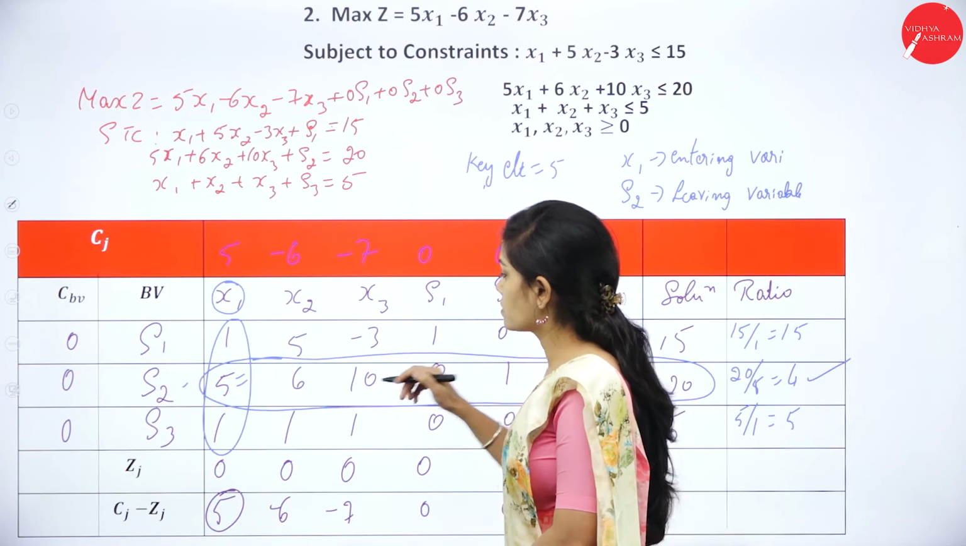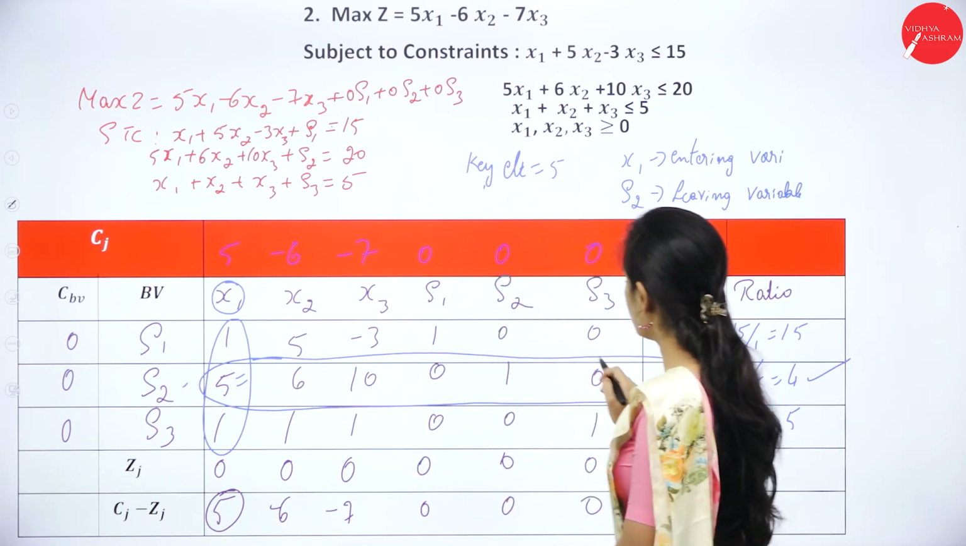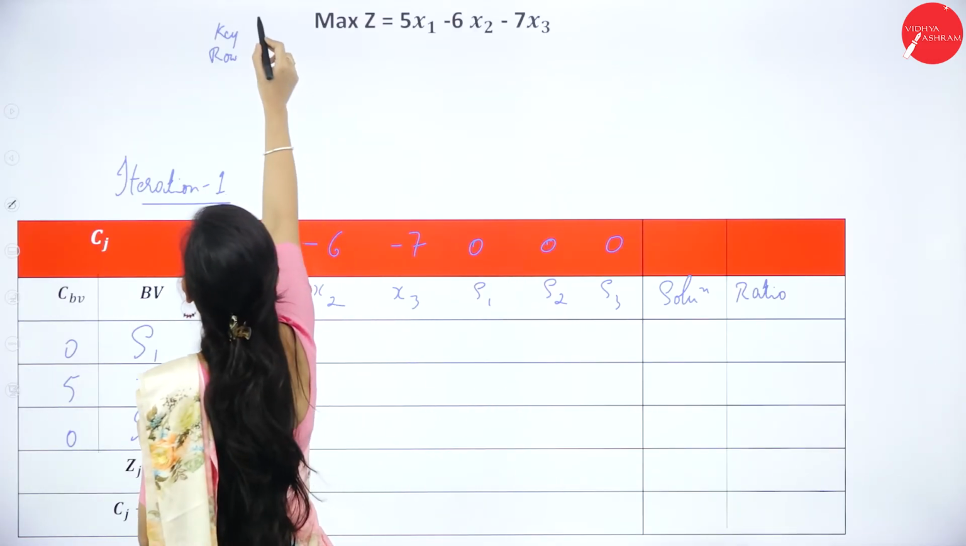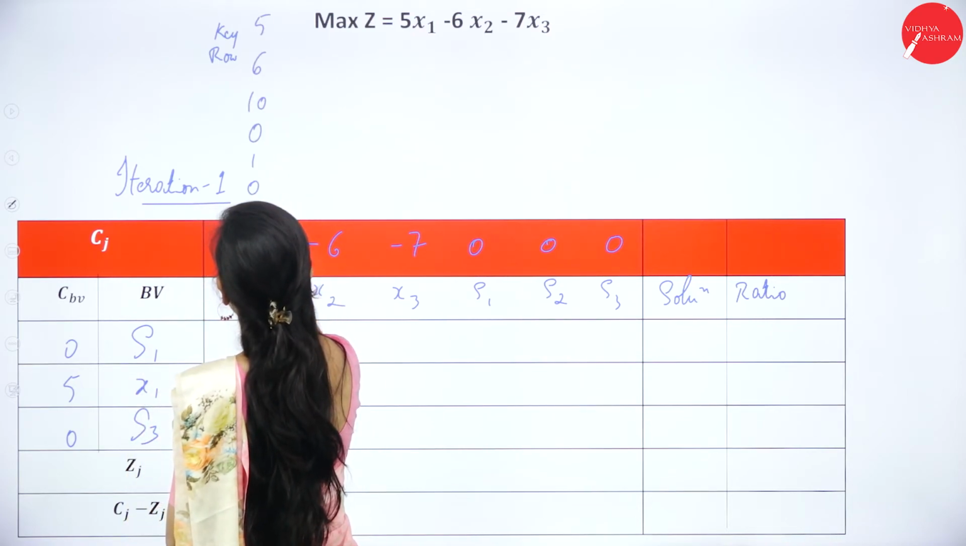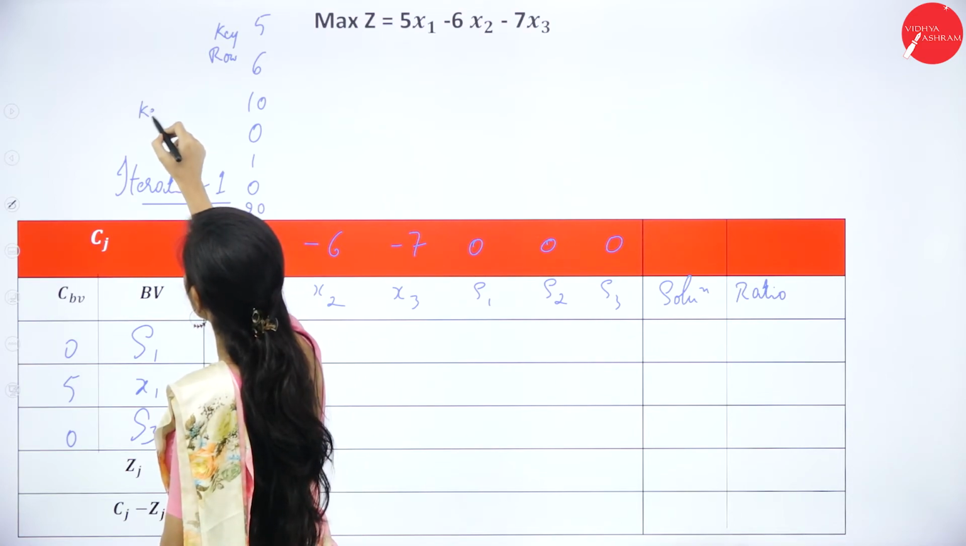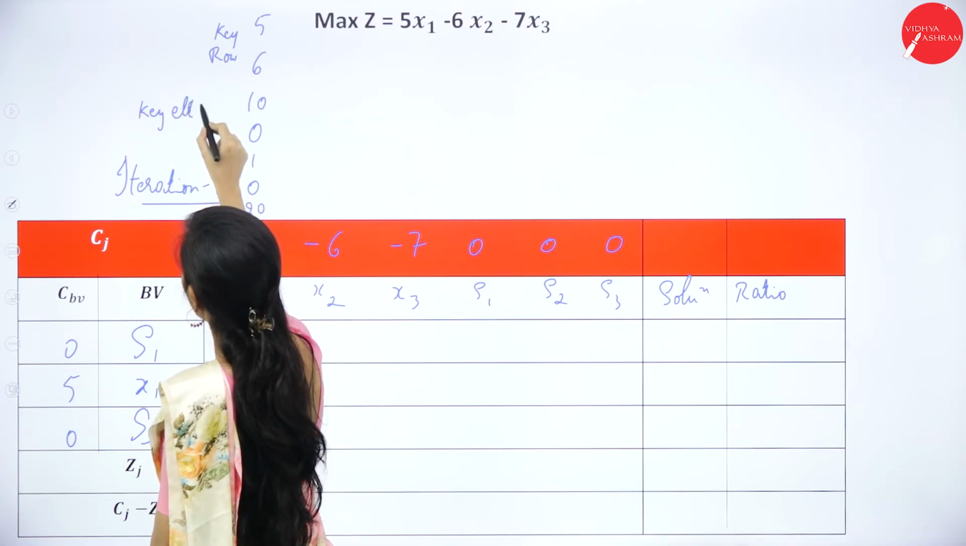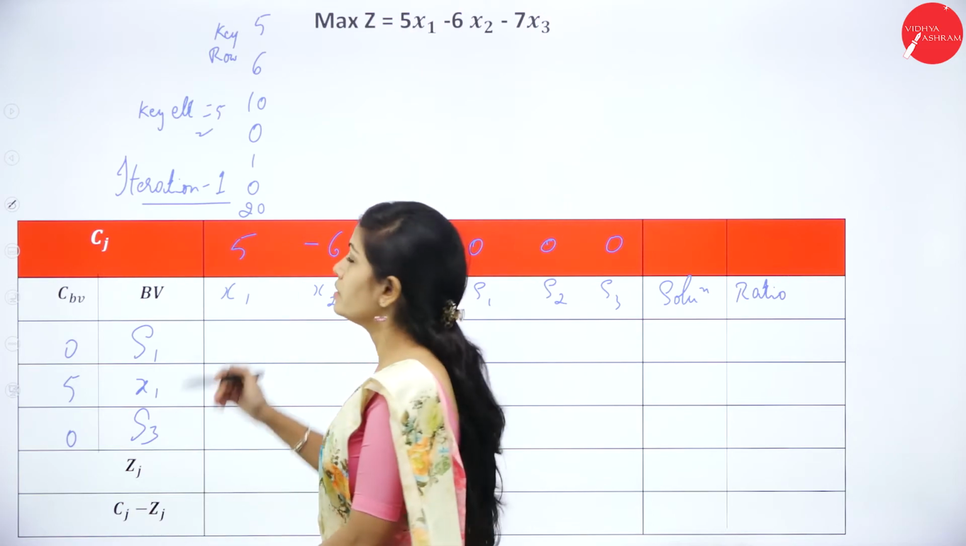List all the key rows now: 5, 6, 10, 0, 1, 0, 20. Key row values are 5, 6, 10, 0, 1, 0, 20. So the key element is 5. So how to find the key row?